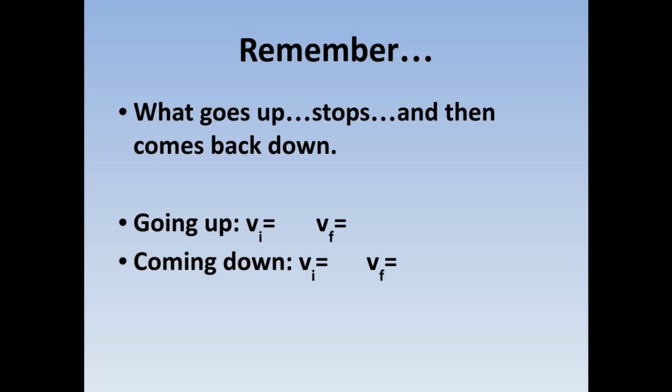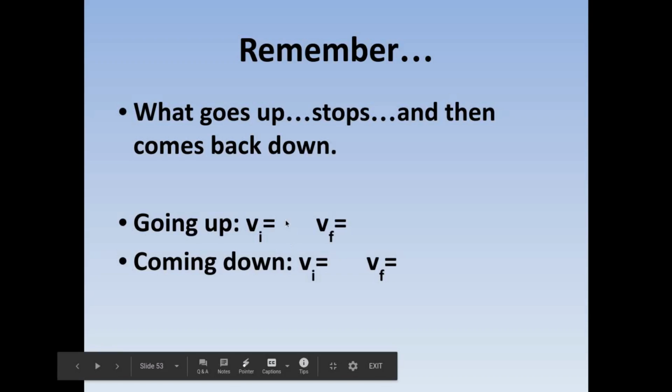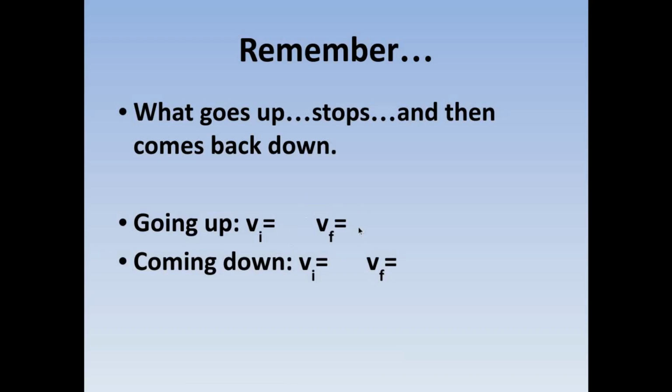When you're thinking about objects being thrown up into the air, you have to remember what goes up stops at the top. So its velocity at the top is 0, then it comes back down. If we're throwing something, whatever its initial velocity is at the bottom, once it gets to the top, the final velocity is 0. When it's coming down, that initial velocity is 0, and then its final velocity at the bottom is going to be whatever it was when you initially threw it up. So let's say it's 20 meters per second, 0 at the top, and then 20 meters per second down at that same level.